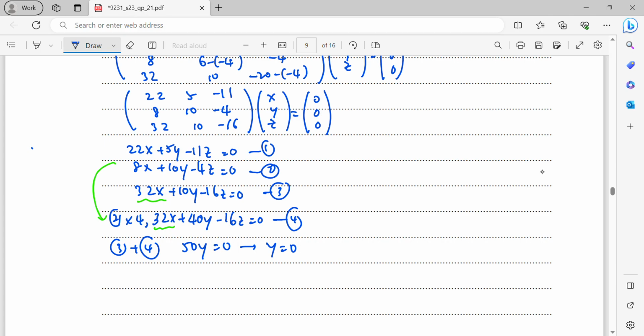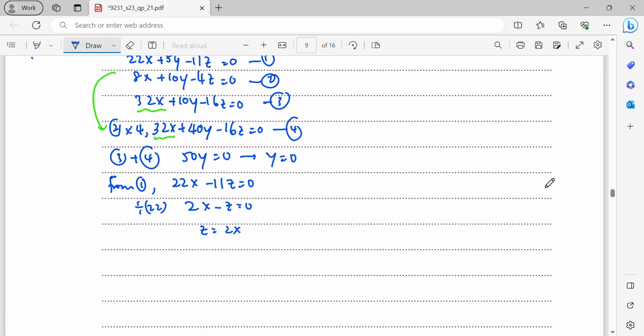Now I will substitute y into the first equation. From the first, I get 22x, the 5y will be 0, then minus 11z equals 0. Now I can divide the whole equation by 22, which gives 2x minus z equals 0. Then z is 2x, so z depends on x. I will let x be t, then z will be 2t.